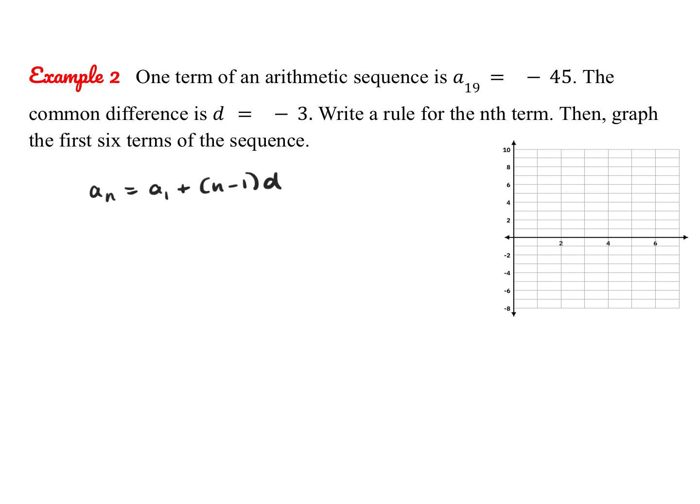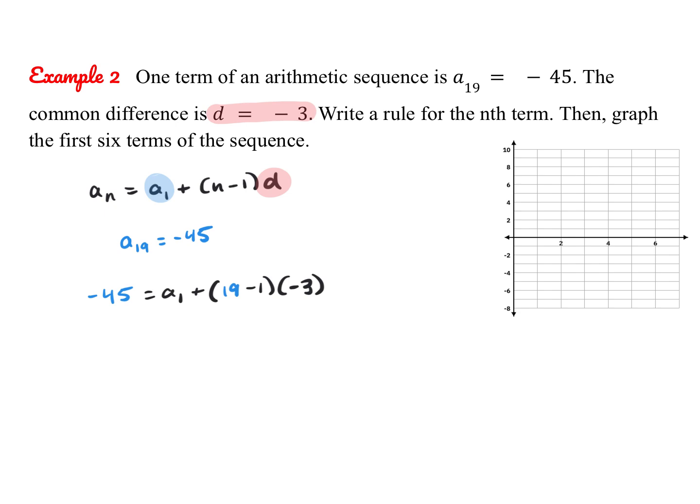we need 2 things. We need the common difference, which they tell us, but we also need the first term. So we're going to have to find this in order to make the rule. So we can temporarily substitute this information they gave us to help us solve for a sub 1. So when they tell us this, what it means is when n is 19, a sub n is negative 45. So I can substitute that in. Again, since it's the 19th term, n is 19. And then I know that d is negative 3.